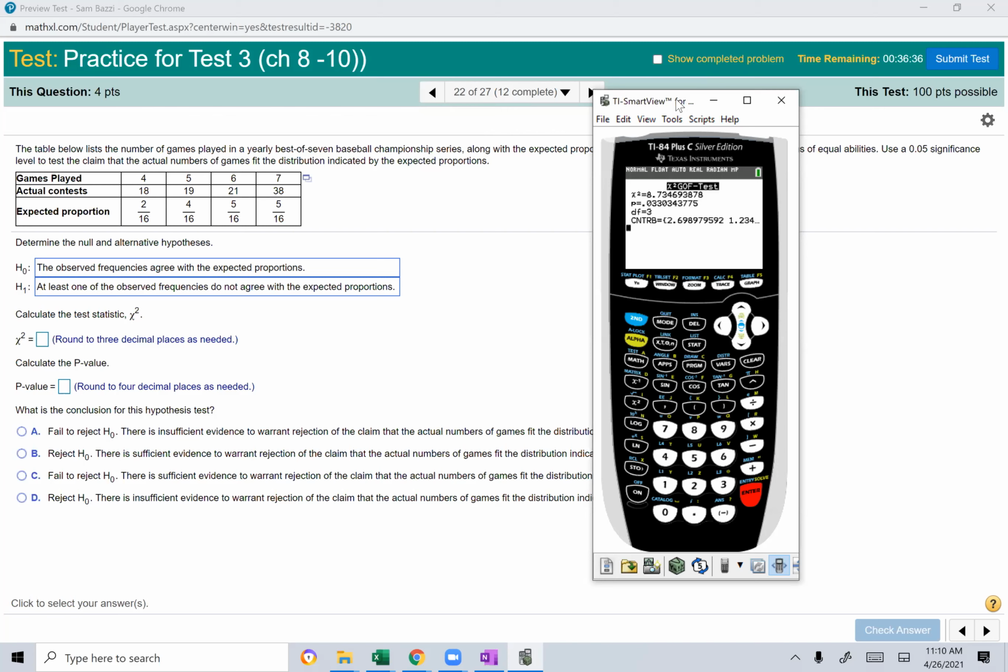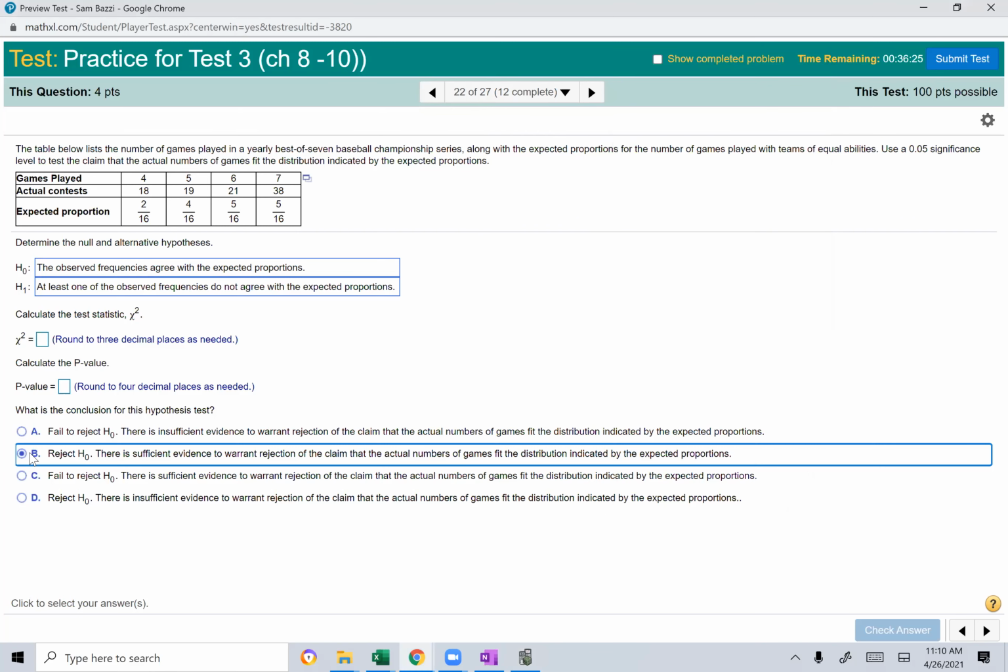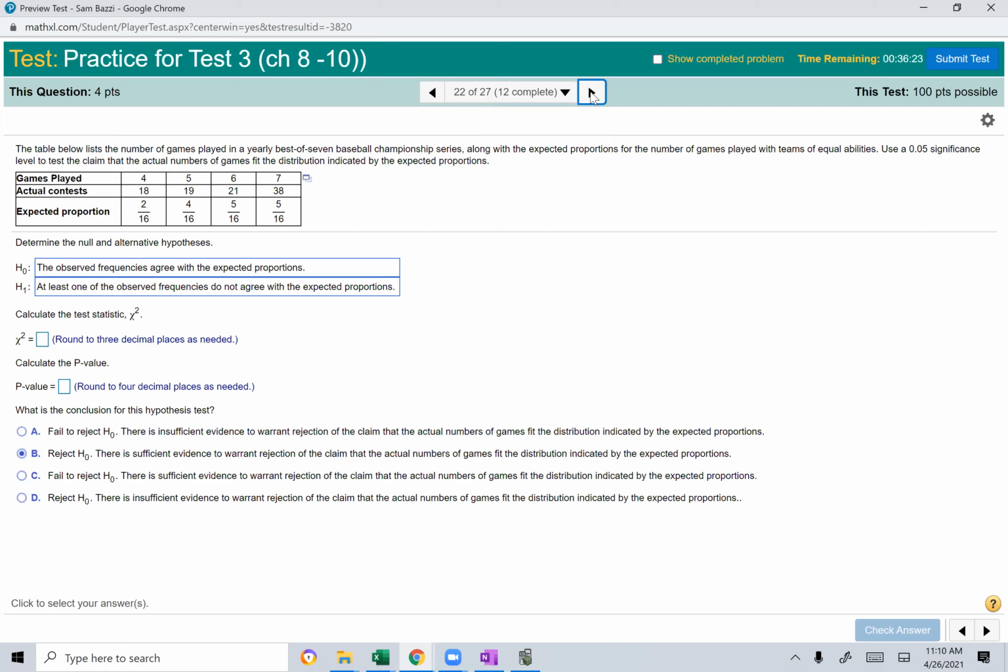We say the claim is in H0. So there is sufficient evidence to warrant rejection of the claim. Yeah, then that's B. Next.